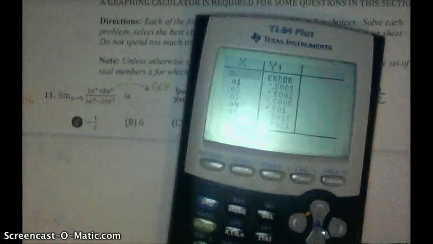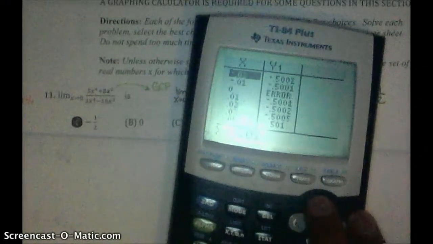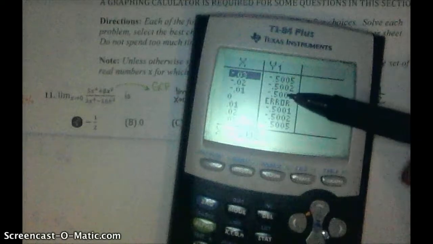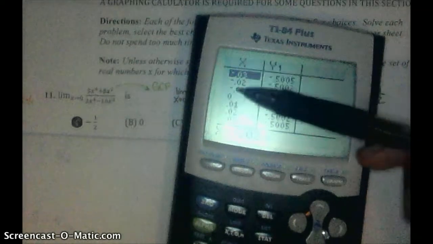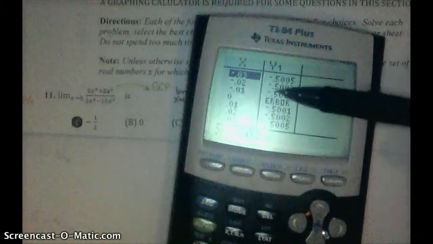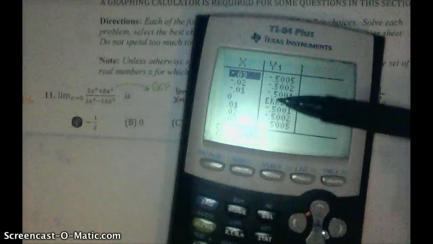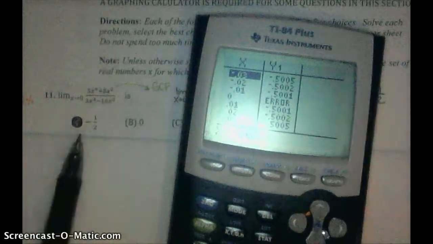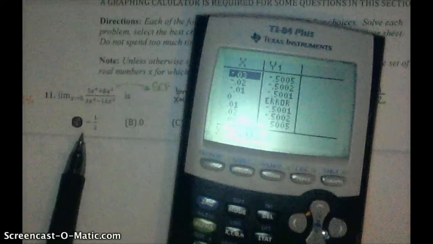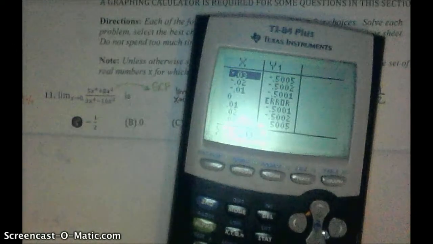Now when I go look at my table, I can scroll up and down, and I ask myself the question, what's happening to the y values as my x values move towards 0? In other words, coming down from the top and going up from the bottom. It looks like on both sides we're approaching negative 0.5, which is why the answer was negative 1/2. Go ahead and try this one for yourself. You can do this one both using algebra and using your graphing calculator.